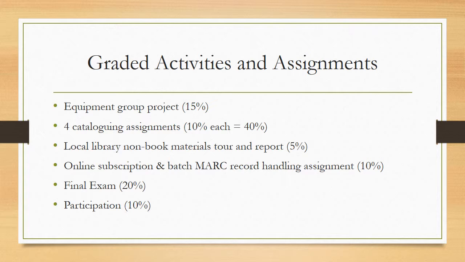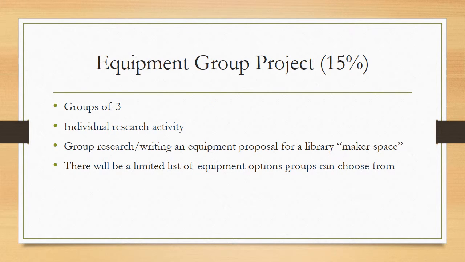Graded activities and assignments: we have an equipment group project right at the beginning of the course, and then 6 individual assignments, a final exam, and a participation mark. The equipment group project will be done hopefully in groups of 3, although we may have some groups of 2 depending on the number of people in the class. Groups of 3 are preferred.